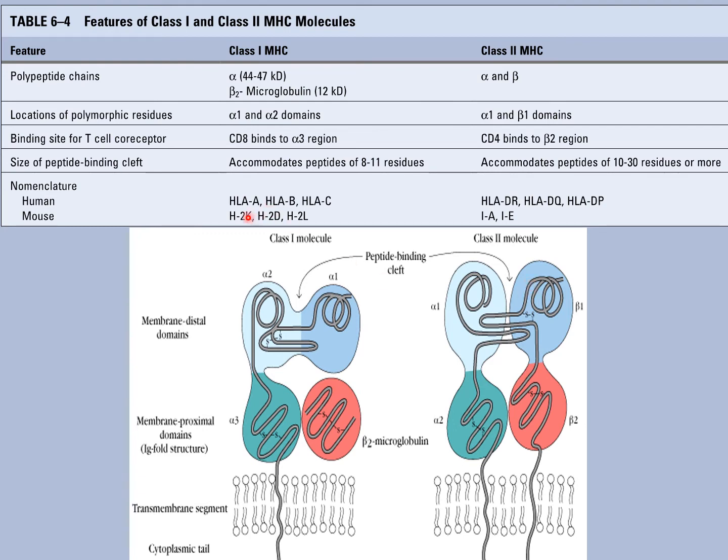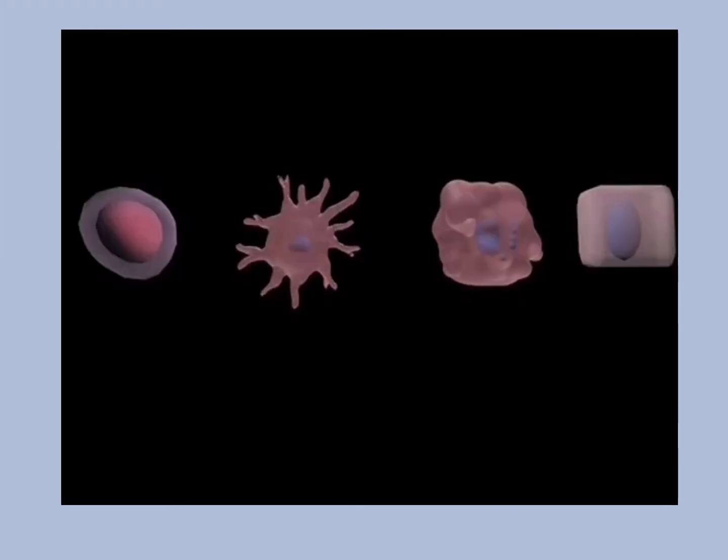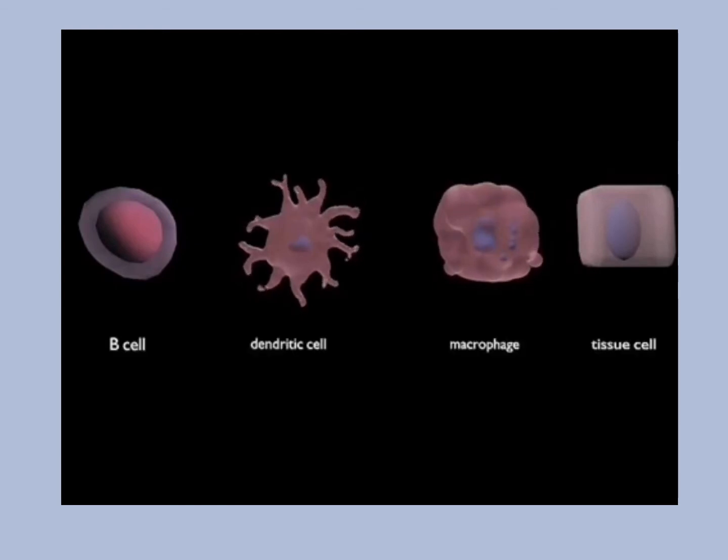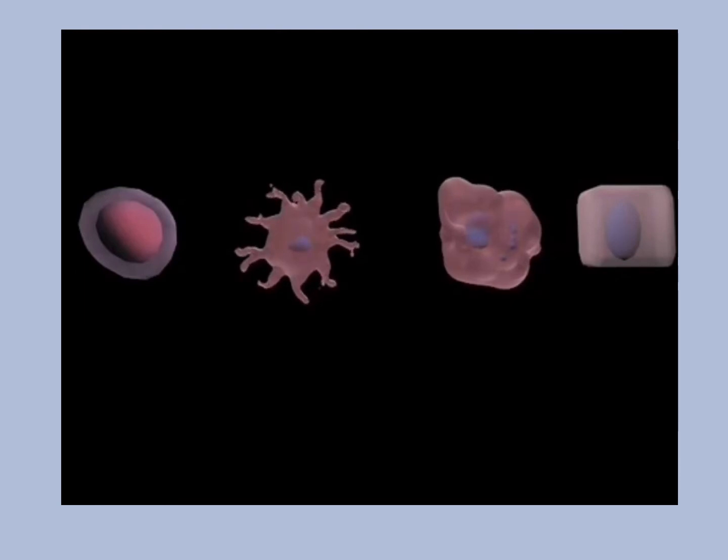So in humans, there are HLA-A, B and C types of MHC class 1 molecule, and class 2 molecules can be HLA-DR, HLA-DQ, HLA-DP. The main antigen presenting cells are the B cell, the dendritic cell, and the macrophage. These cells can present antigen to CD4 positive cells. Additionally, all nucleated cells can present to CD8 positive T cells.